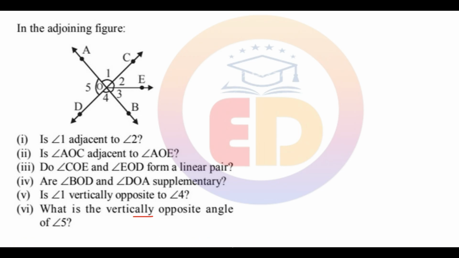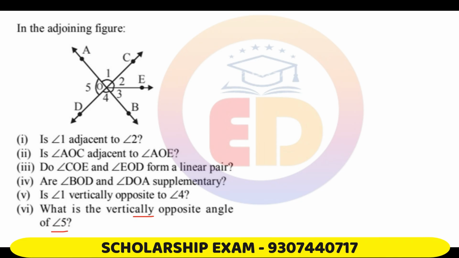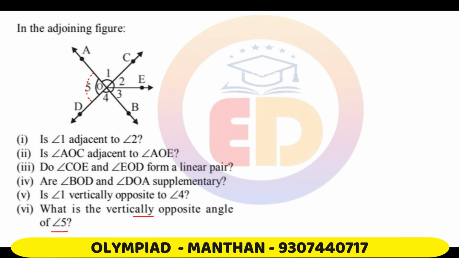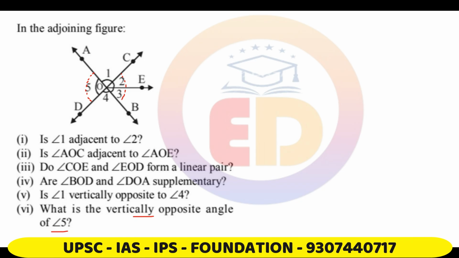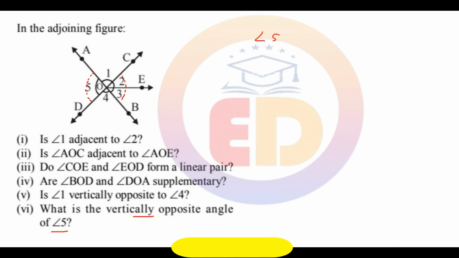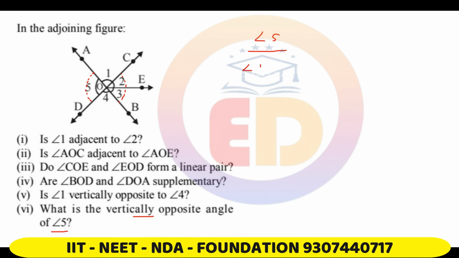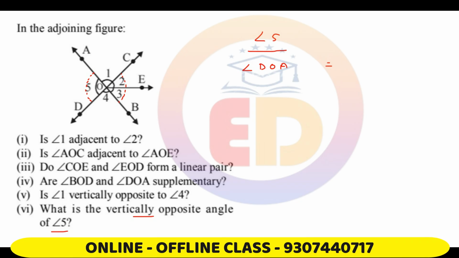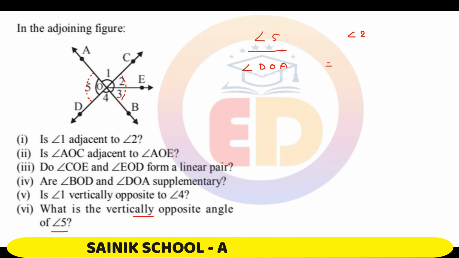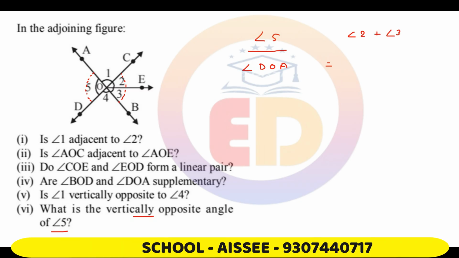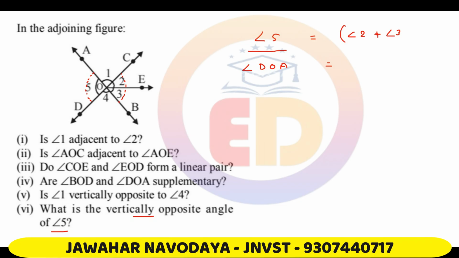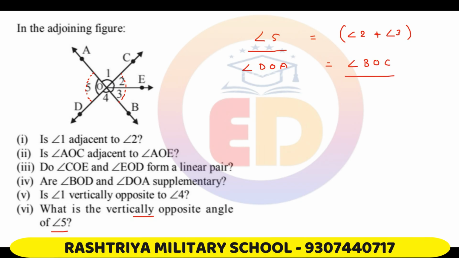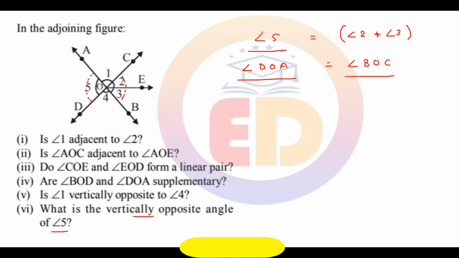Question number 6, what is the vertically opposite angle of angle 5? So if you look at this diagram, the vertically opposite angle of angle 5 is not a single angle, it is actually a mix of two angles. So angle 5, which is actually angle DOA, its vertically opposite angle will be the sum of the two angles, angle 2 plus angle 3. इन दोनों angles को मिलाकर जो angle बन रहा है, that is the vertically opposite angle of angle 5, which can be written as angle BOC. So the vertically opposite angle of angle 5, which is angle DOA, will be angle BOC.